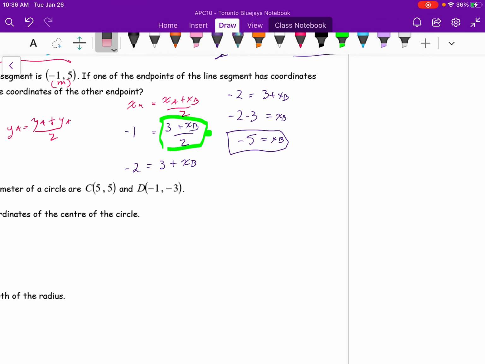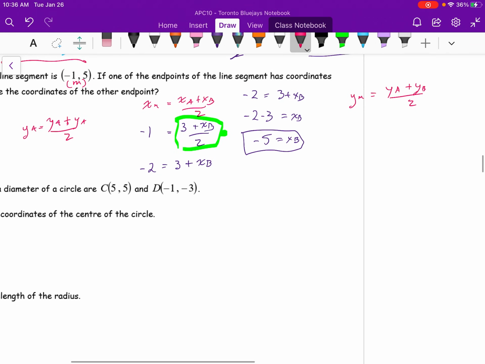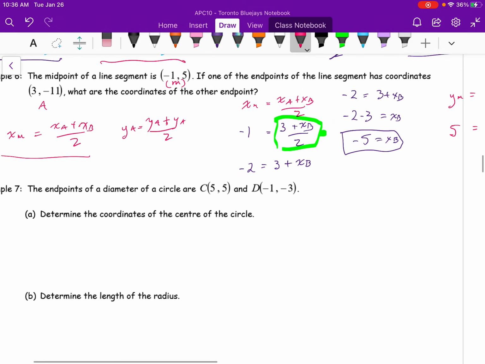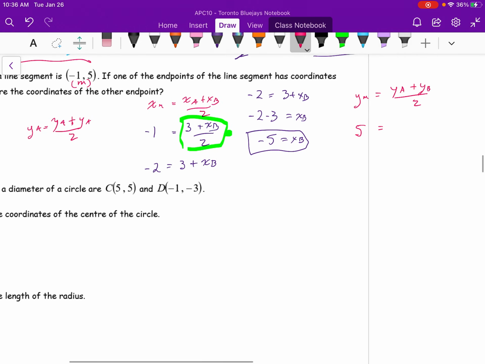Now, I'm going to work over here, and I'm just going to say the y-coordinate of my midpoint is going to be ya plus yb divided by 2. Now, if you want, I could algebraically solve for yb, but I'm going to plug in the values instead. My y-coordinate of my midpoint is 5, is equal to, my y-coordinate for A is -11, and I'm going to find out the y-coordinate for B.